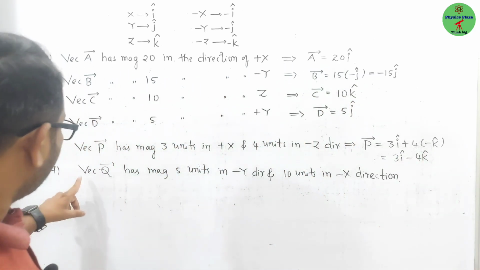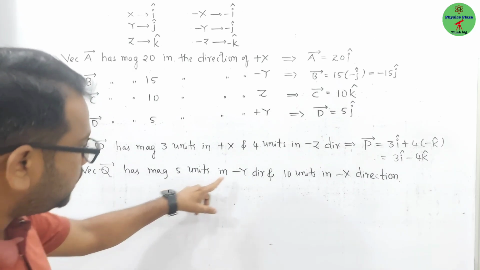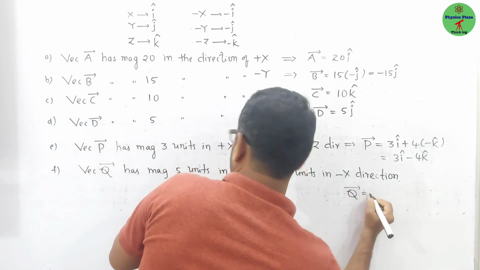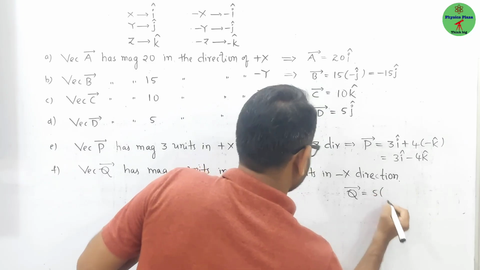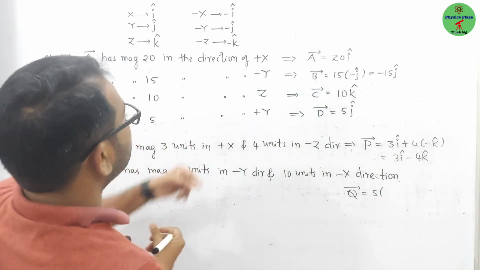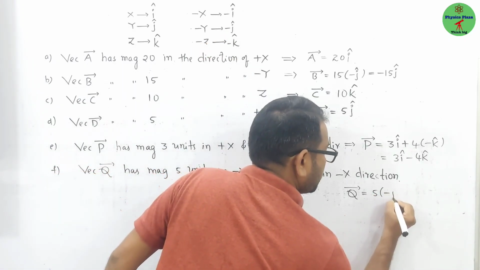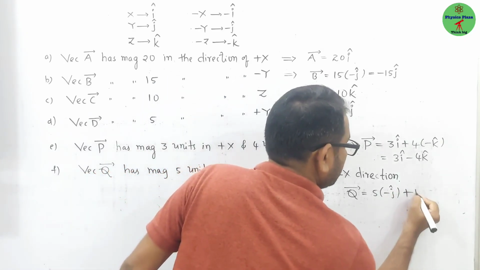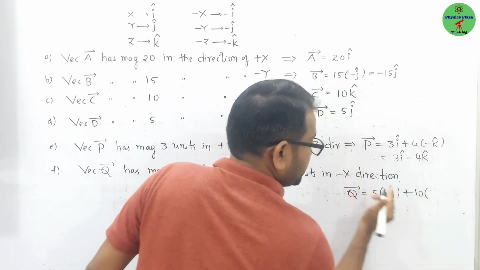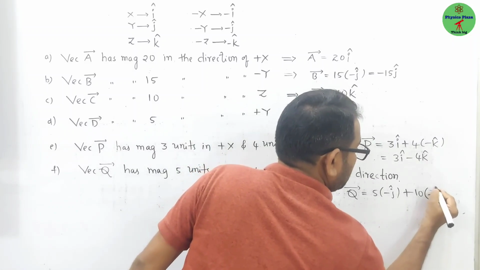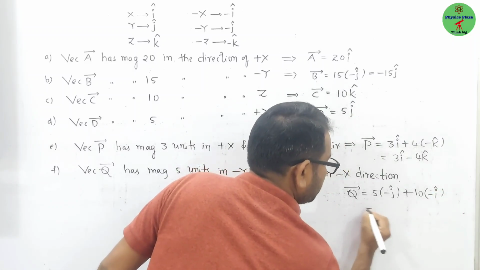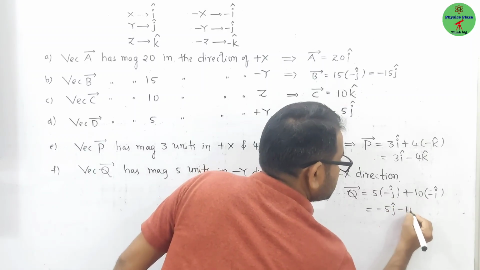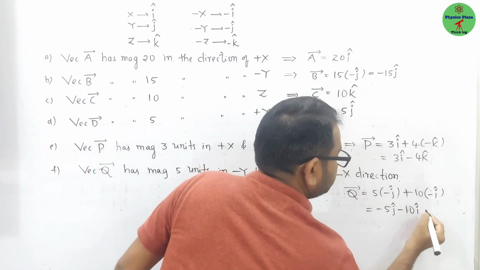Okay, fine. So vector Q has a magnitude of 5 units in the minus y direction. No problem at all. What is the unit vector, children? Minus j cap. Plus 10 units towards the minus x direction. Minus x is what? It is minus i cap. Now this is going to be minus 5 j cap minus 10 i cap.